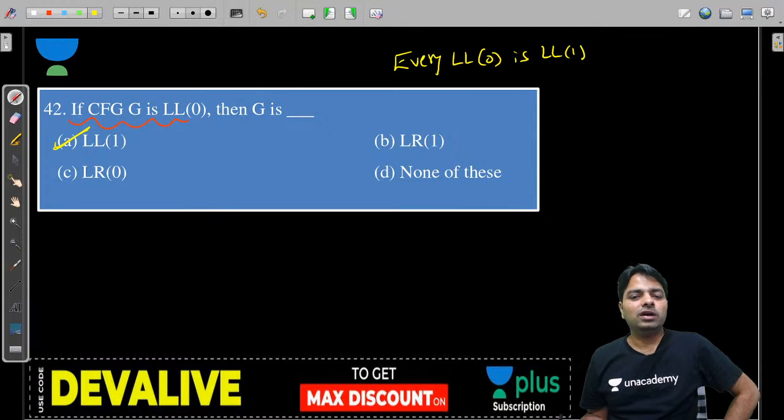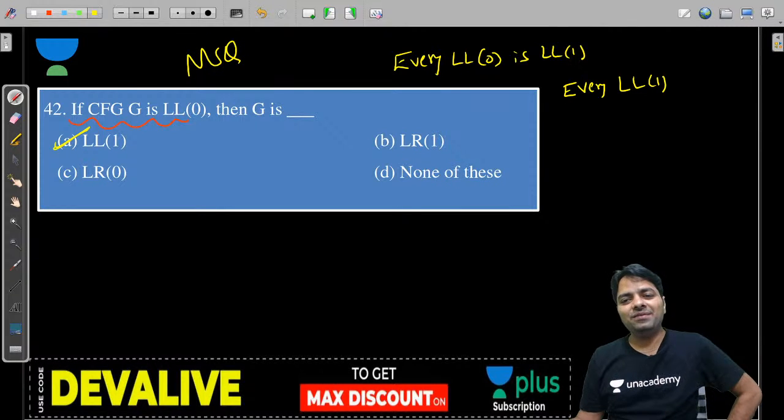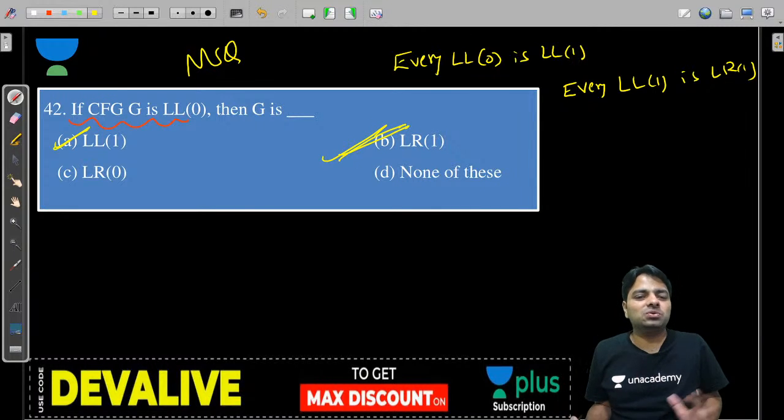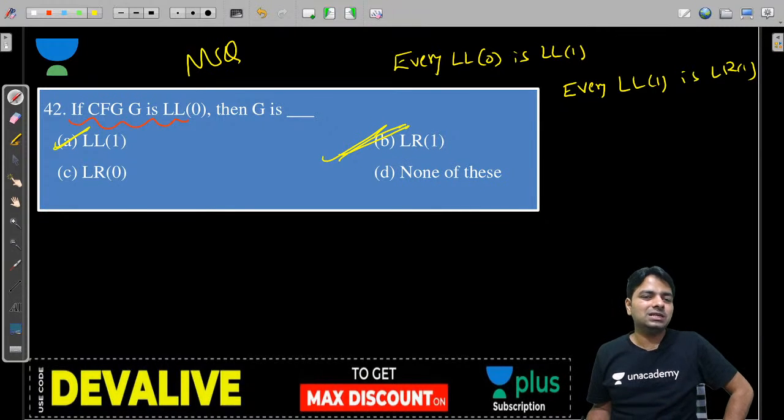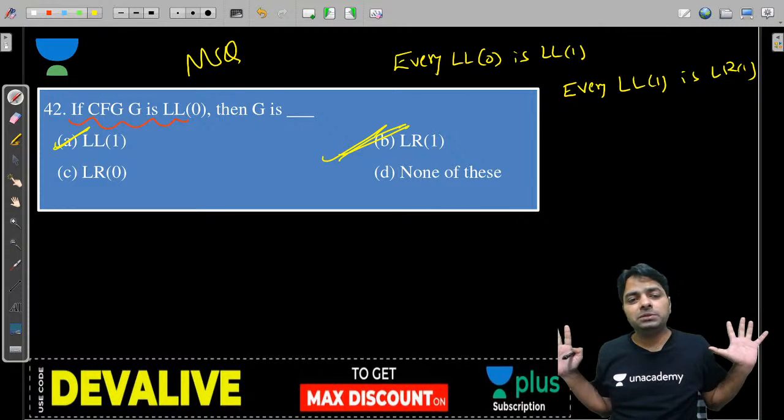Is true, and every LL1 is LR1. MSQ, guys, it is MSQ. Every LL1 is LR1. We know this rule. And LR0 we can't talk about because no relation about this one. Option C may or may not be true, but option A, option B always.